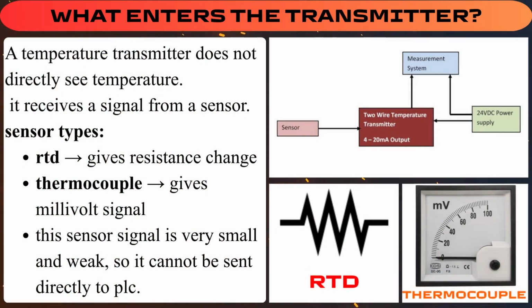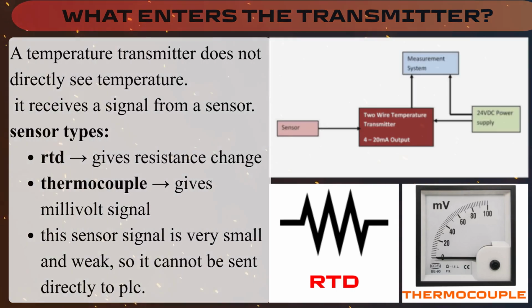What enters the transmitter? A temperature transmitter does not directly see temperature. It receives a signal from a sensor. Sensor types: RTD gives resistance change. Thermocouple gives millivolt signal. This sensor signal is very small and weak, so it cannot be sent directly to PLC.